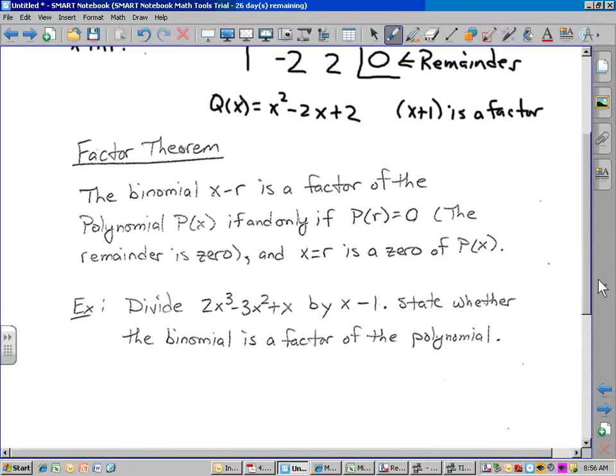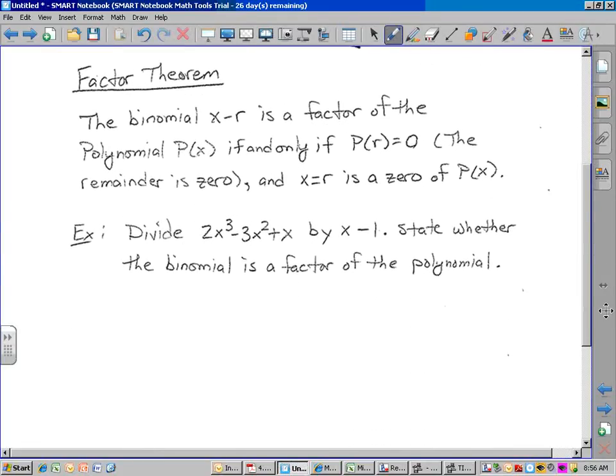So let's go ahead and look at the factor theorem. That's what this is saying. The binomial x minus r is a factor of the polynomial p of x if and only if p of r, or the remainder, is 0. That's what that means: p of r equals 0, the remainder is 0.